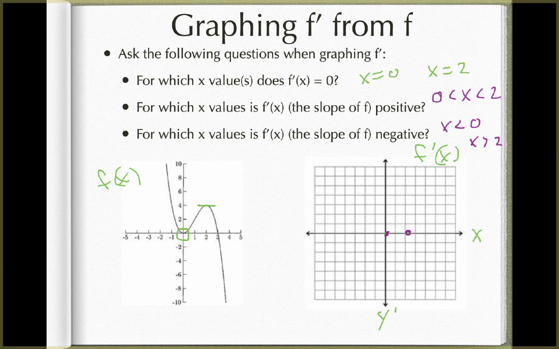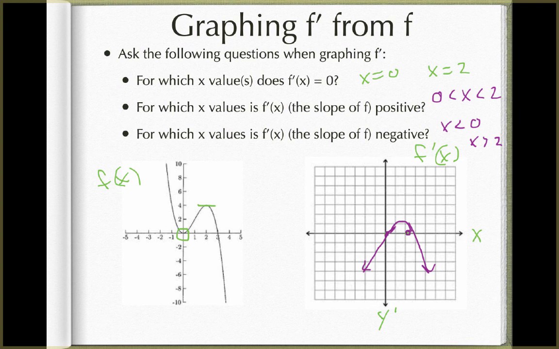Well, we use this information to figure out how to graph this. We don't necessarily need to know the exact slopes in these areas. We just need to know how to put this together. We know we're going to be above the x-axis between 0 and 2, so we're going to have it like this. We also know we're negative before we get to 0, so we're down this way. We know we're negative after we get past 2, so down this way.